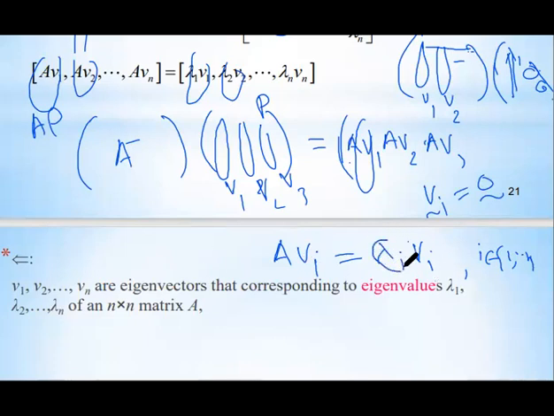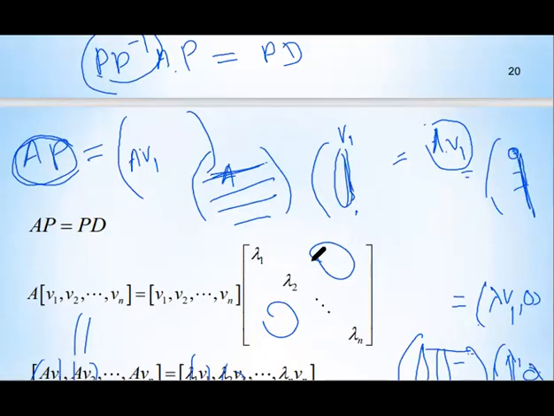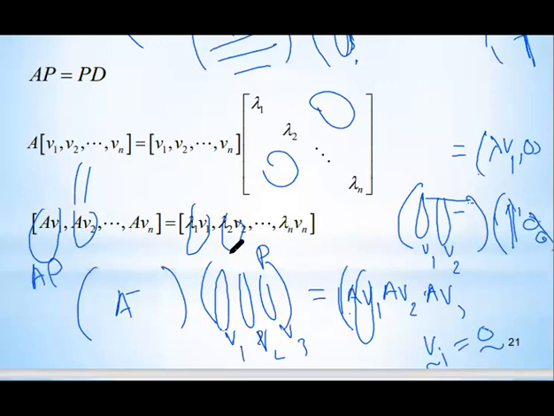Therefore, this lambda is an eigenvalue of A, and the corresponding eigenvector is Vi. So A has n linearly independent eigenvectors. You can show this one is linearly independent. Here I don't show that one because you haven't learned linear independence. I will explain that later because I don't have time.